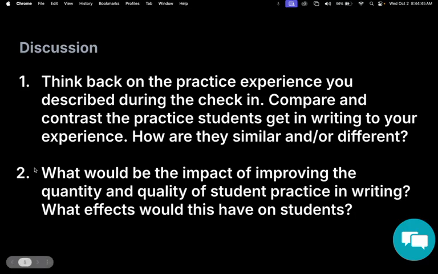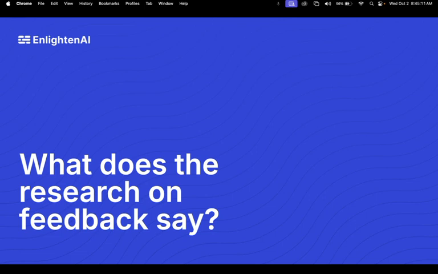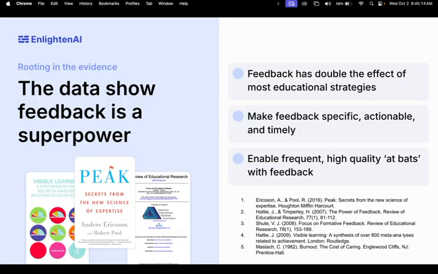So think about the impact if we were able to improve the quantity, so the number of attempts, and the quality, meaning that they're getting feedback and getting better during practice. What effects would those have on students? Well, I think that if we give them those opportunities, we should see growth in our writing standards and our writing skills.